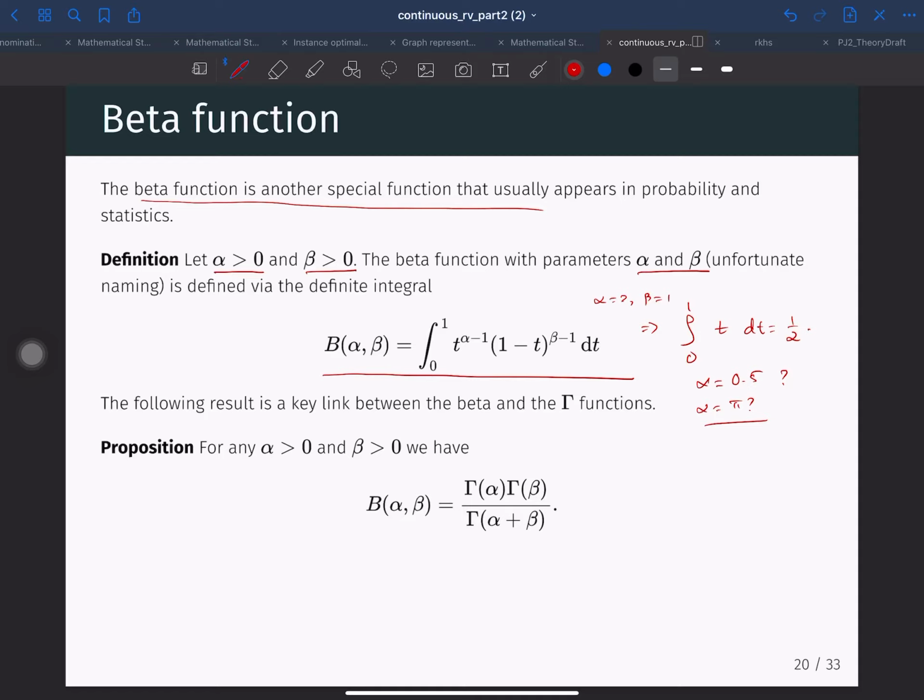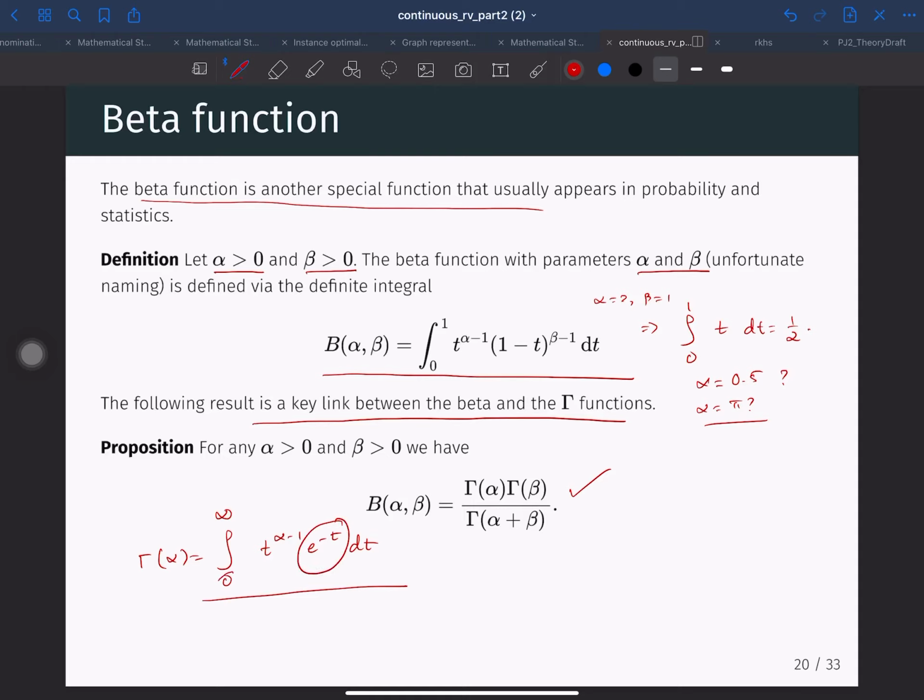And it turns out that there is a key link between the beta function and the gamma function as given by this equation here. So this equation here is a bit, I would say, magical. Because if you remember, gamma of alpha is defined via the integral from 0 to infinity of t^(alpha-1) e^(-t) dt. So this integral here depends on the exponential function.